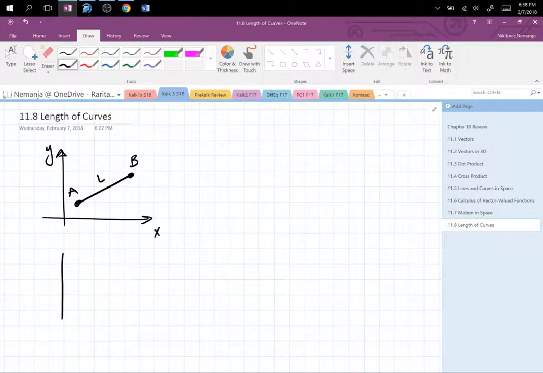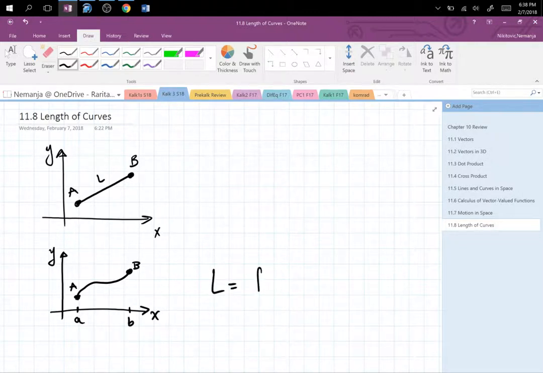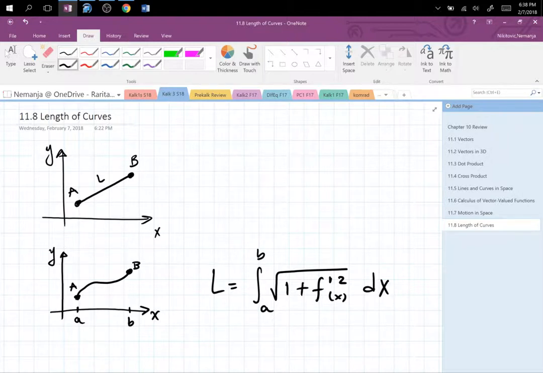If you have a curved line between points A and B, and you clearly can't straighten this out to measure, we learned in Calculus 2 a formula, which states that the length of the curve is equal to the integral from A to B of the square root of 1 plus the derivative squared, derivative of x squared, dx.